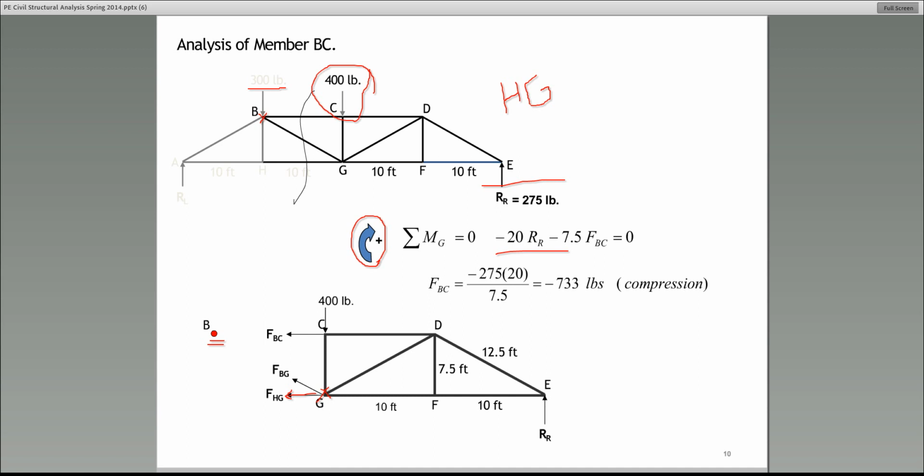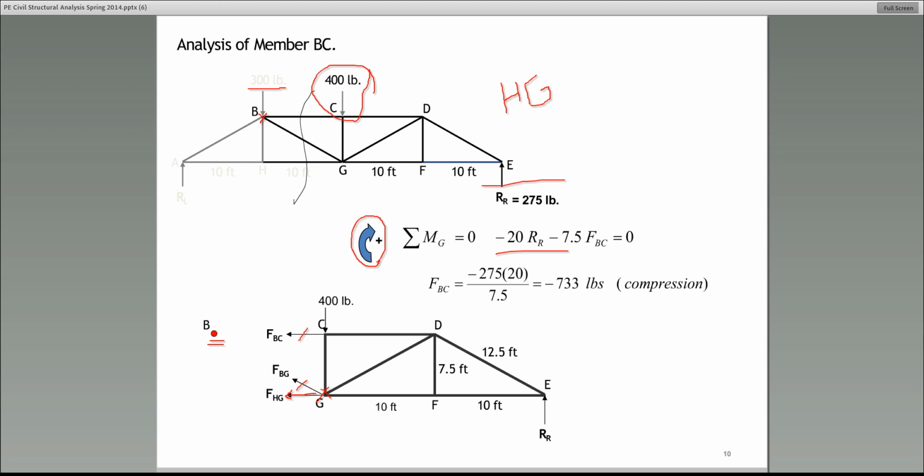What you need to do, sum the moments about the point B, and why that's so helpful is because it will eliminate both BC and BG, because they both go through the point B. So we will eliminate those two forces. The only force that remains in the equation would be the force in HG, which is the unknown. So one equation, one unknown.